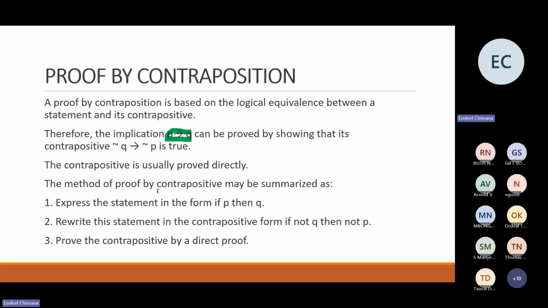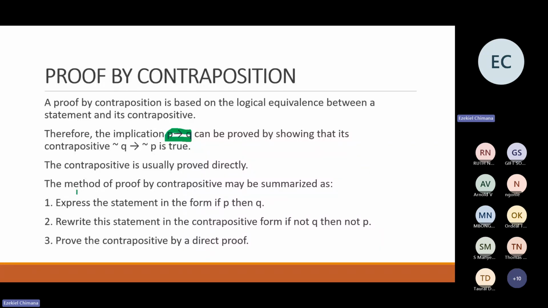So the method of proof by contrapositive may be summarized as: express the statement in the form if P then Q. Rewrite this statement in the contrapositive form, if not Q then not P. Prove the contrapositive by a direct proof. So the contraposition is just as good as using direct proofs.